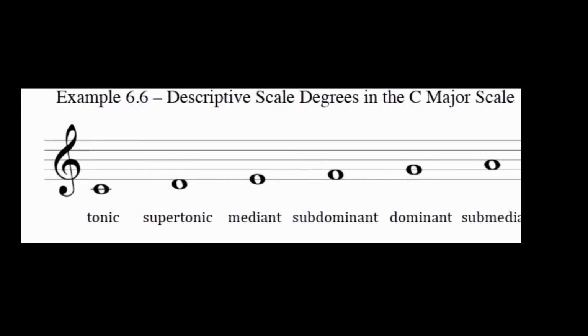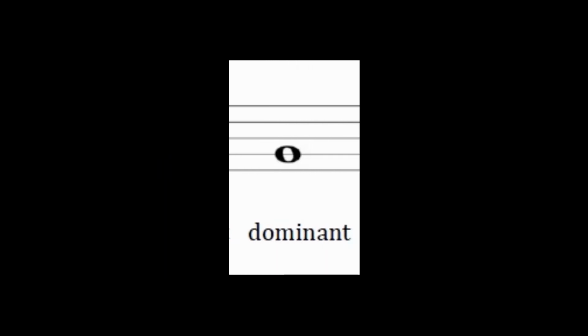The term tonic on scale degree 1 implies the central tone of the scale. The term dominant on the 5th scale degree implies a certain importance that we saw in both melodies back in example 6.4, where the 5th note of the scale was an important object of arrival.